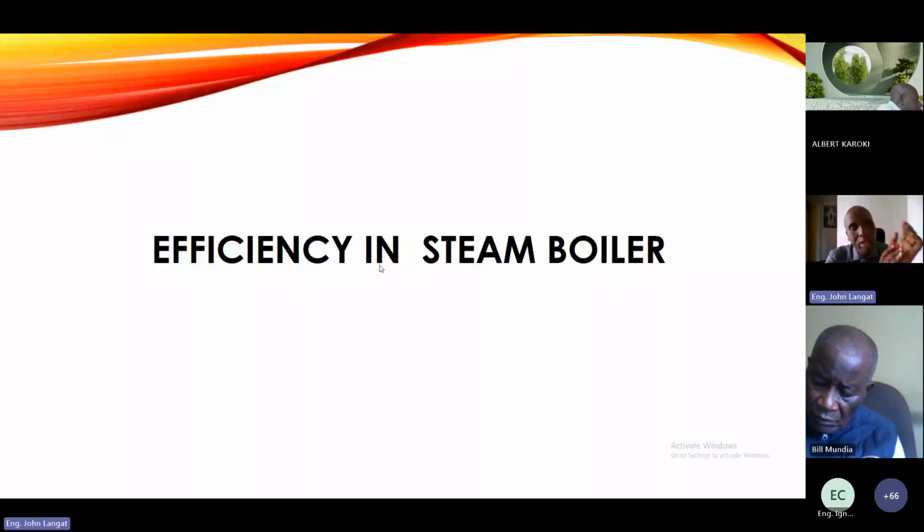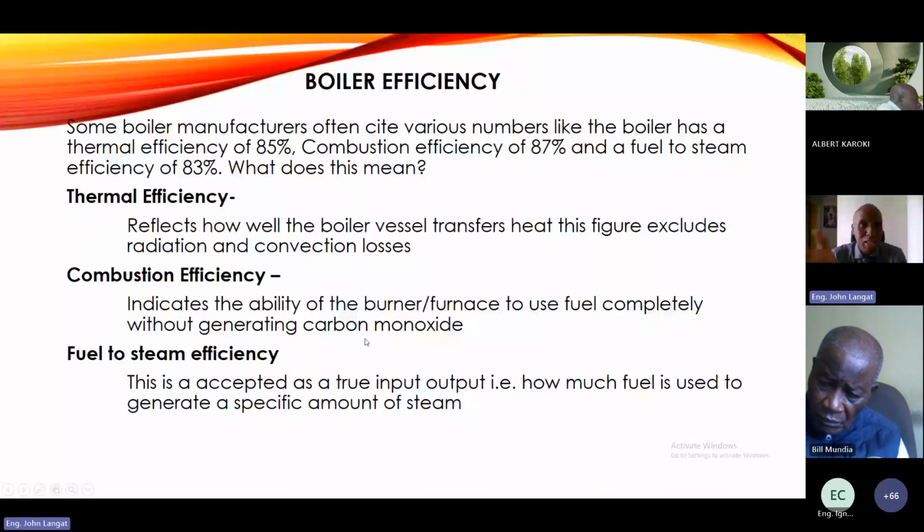Normally, efficiency in steam boilers is something boiler manufacturers often cite when they are selling you a boiler, or if you look at the nameplate of the boiler, you will see that this boiler has a thermal efficiency of this. Of course, they'll indicate the pressure. The first thing you do as an energy auditor when you visit to audit a boiler or a steam system is take a picture of the nameplate of the boiler. It has a lot of details.